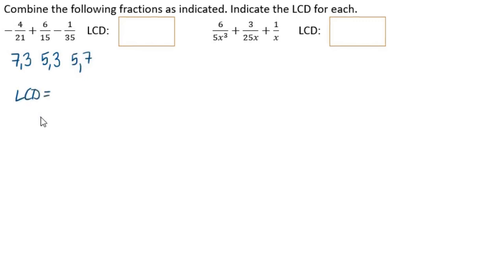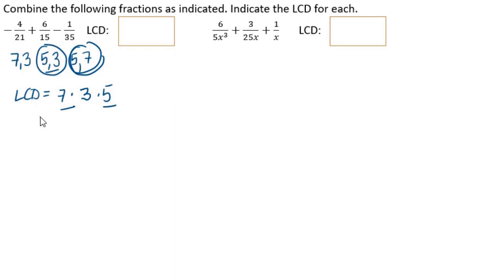So in order to be divisible by 21, the LCD must have a 7 multiplied by a 3. In order to be divisible by 15, it must have not only a 3, but also the 5, so we'll add that in. And to be divisible by 35, it needs both a 5 and a 7, which it already has. So it only needs one 5 at a time. It either is going to be divided by 15 or it'll be divided by 35. These don't happen at the same time, which is why we only need the one 5. 7 times 3 times 5 is 105. So here we find an LCD.